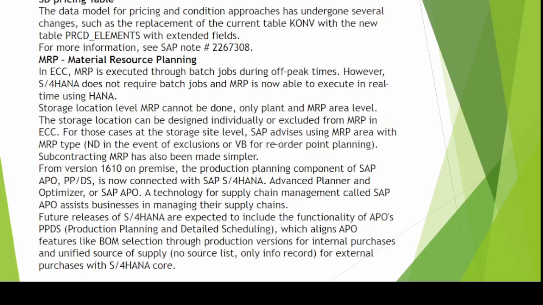Future releases of S4 HANA are expected to include the functionality of APO's PPDS, production planning and detailed scheduling, which align APO features like BOM selection through production version for internal purchase order and unified source of supply. No source list, only info record. For example, for external purchases with S4 HANA Core, it means that in a future release of S4 HANA, users will be able to make their BOM themselves, and in response production will be generated automatically, and the other processes of the production life cycle will be automatically aligned.